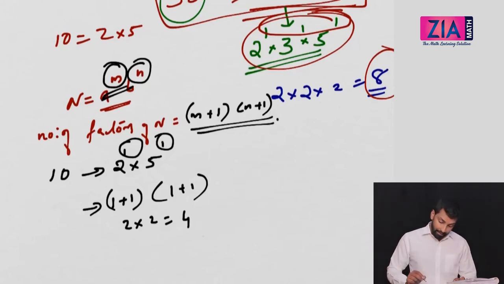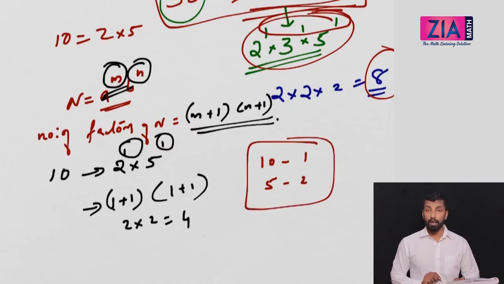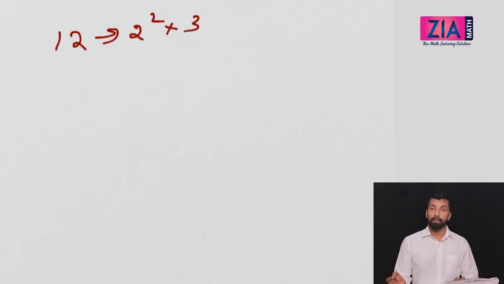Now what are the factors? 10 is a factor, 1 is a factor, 5 is a factor, 2 is a factor, and these are the 4 factors. I hope this is clear for all of you. So if you take 12, how will you prime factorize? 2 square into 3. So how many factors? This is 2.